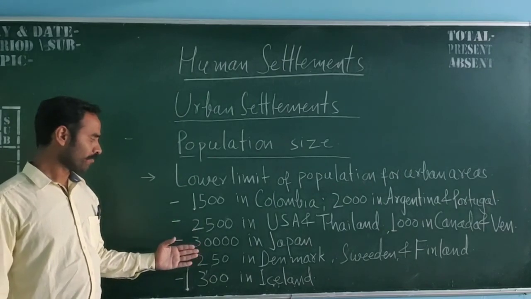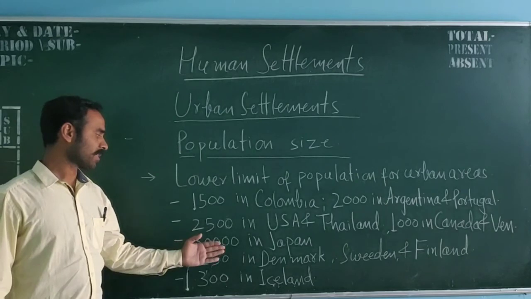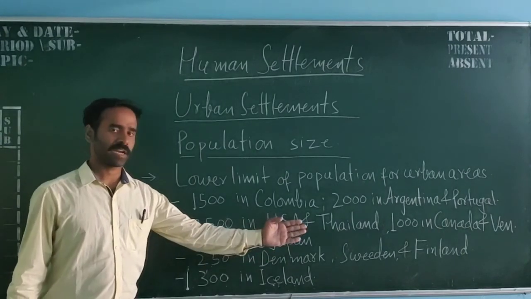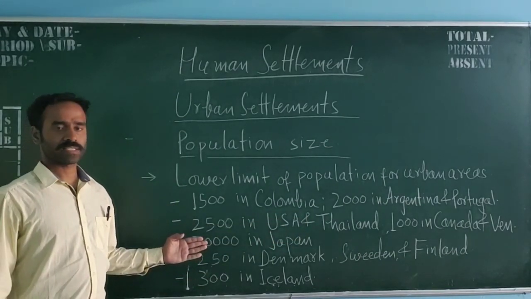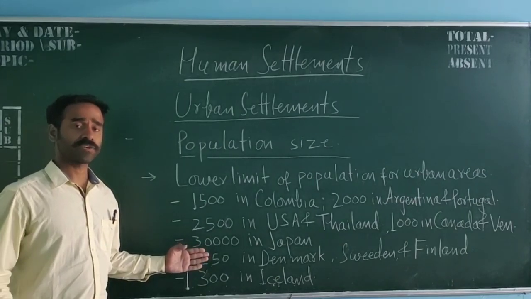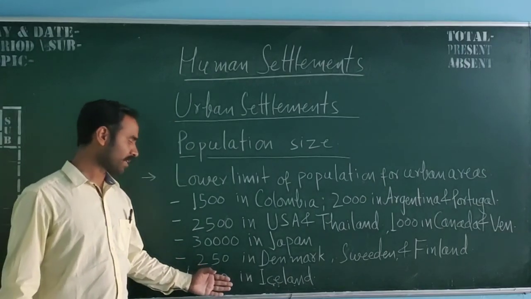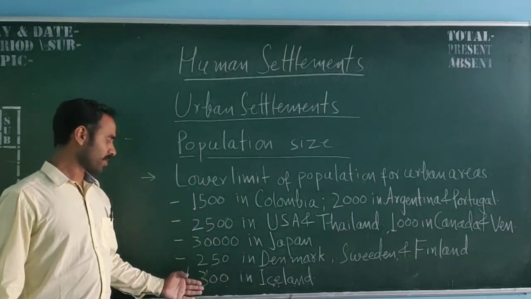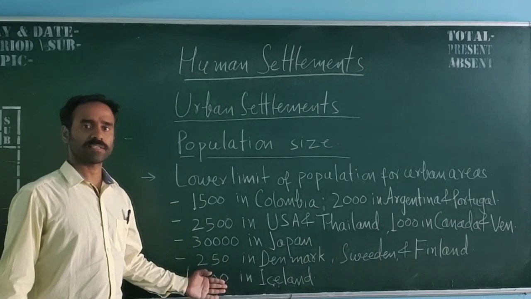In Japan, this limit is quite higher. This is 30,000 people. In Denmark, Sweden and Finland, only 250 population is the lower limit for any region to be considered urban. In Iceland, any place having a population of 300 is considered to be a city or town.